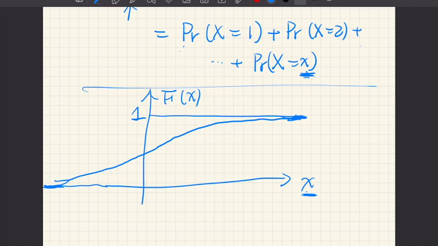The exact shape of this function varies depending on the probability distribution. Sometimes it will look like 0 and a straight line and 1. Sometimes it will increase like this. Sometimes it will increase like this. It depends.